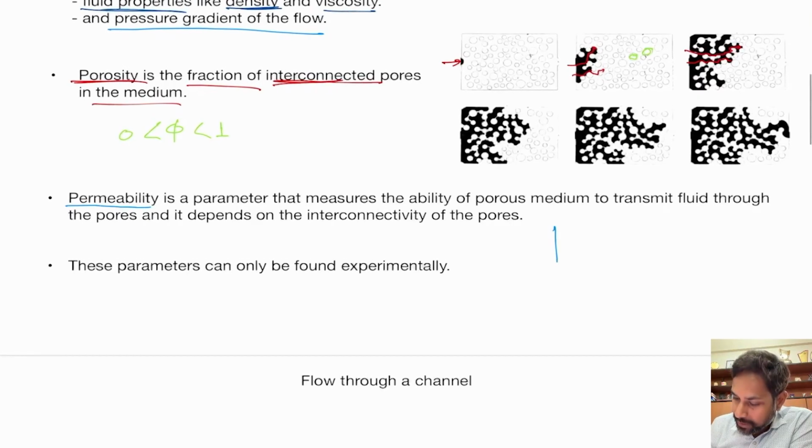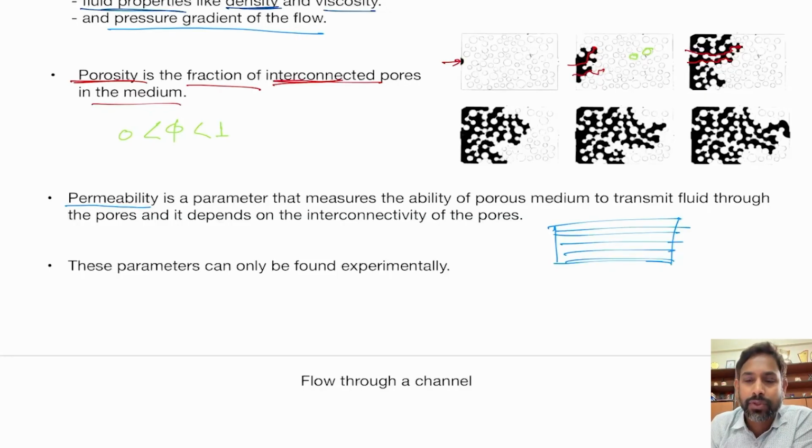Let's say if the same medium has pores something like this, so they are just straight lines, in that case that's also porous media, but in this case the flow will happen much more easily because it's just going in a straight direction. So in this case permeability will be much higher than the case that you see here. So permeability tells you the easiness of the flow in the medium, for given porosity and other parameters.